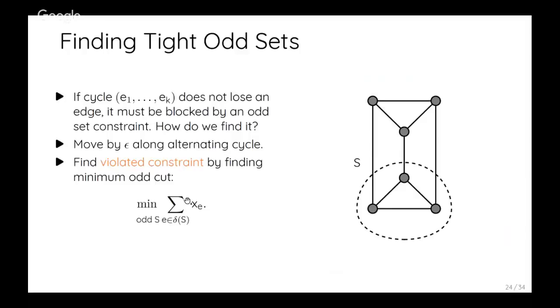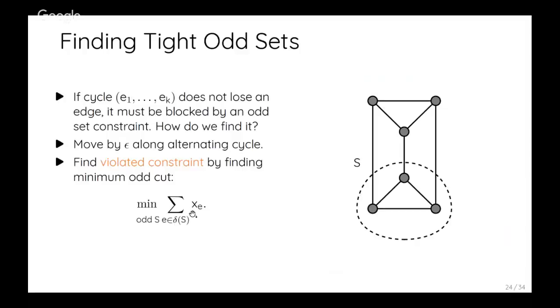So you want to basically find the violated constraint. So you want to find the set S such that the value of the cut for that set S is exactly one. So the idea is that if you move alongside the cycle by a very tiny amount epsilon, then now you've exactly violated that constraint. And if you choose your epsilon to be small enough, you've exactly violated that constraint alone and no other constraint. Okay. So you move by a tiny amount epsilon along that even cycle, and then you find the violated constraint that has taken you outside of the polytope, by solving this problem called the minimum odd cut problem.